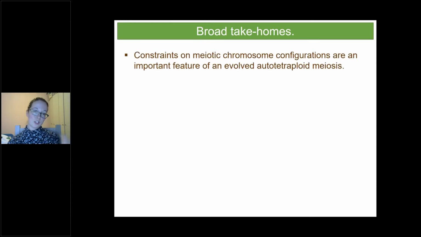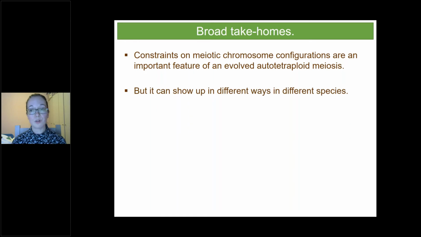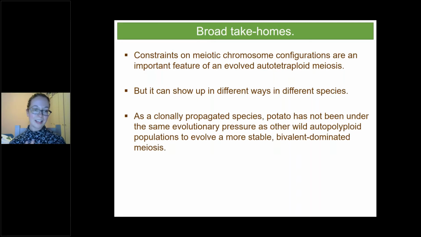So we think that constraints on meiotic chromosome configurations are an important feature of an evolved autotetraploid meiosis in general, but it can show up in different ways in different species. So it can be quite a specific phenomenon. What we think is going on is that because potato is a largely clonally propagated species, maybe it hasn't been under the same pressure as other wild or autopolyploid populations. So it hasn't evolved a meiosis that's strictly dominated by the bivalents, and it still has a high proportion of the multivalent pairing as well.